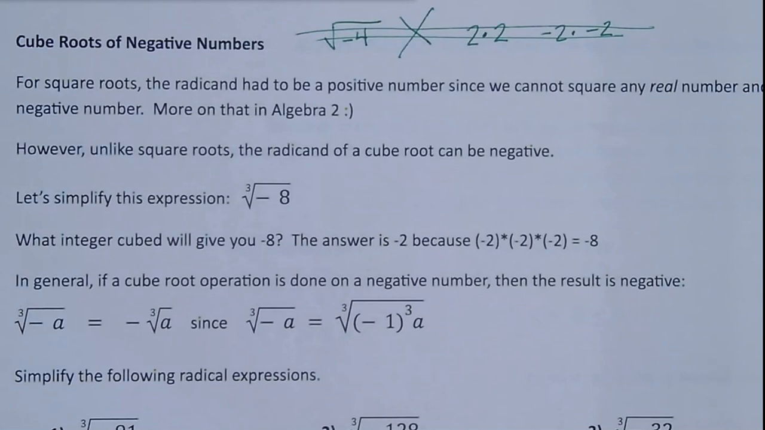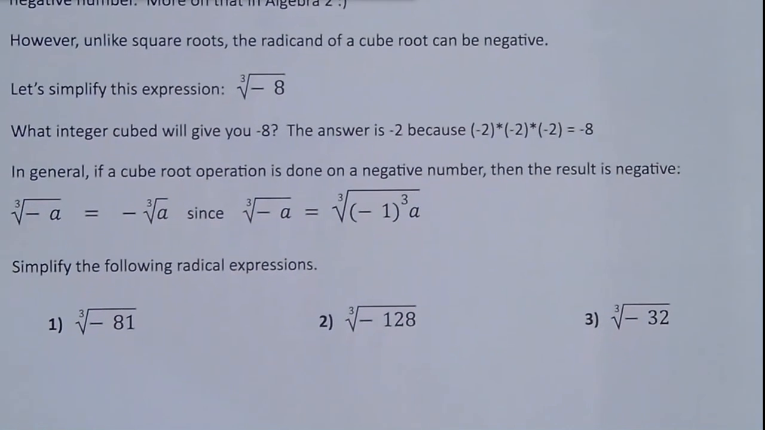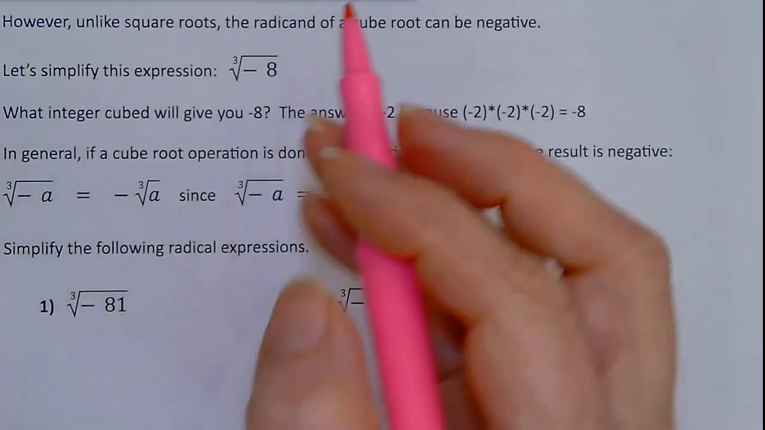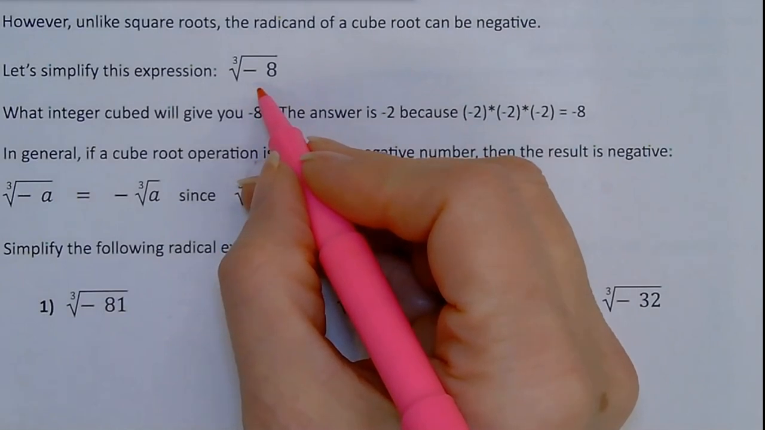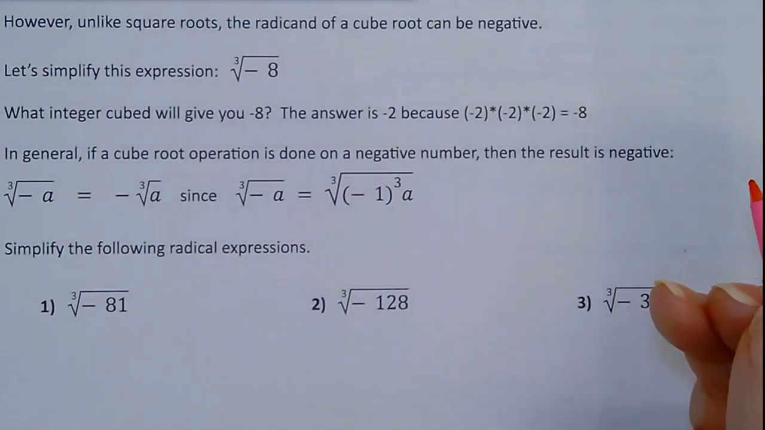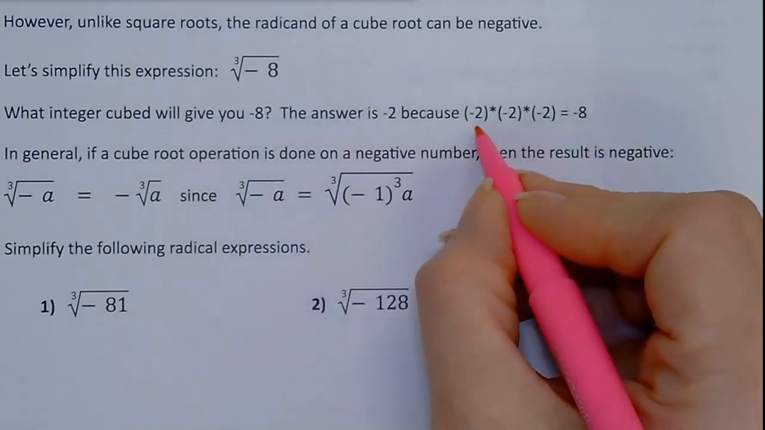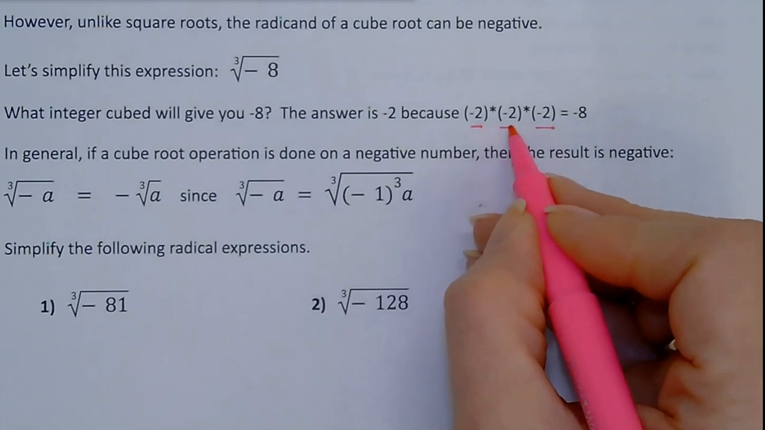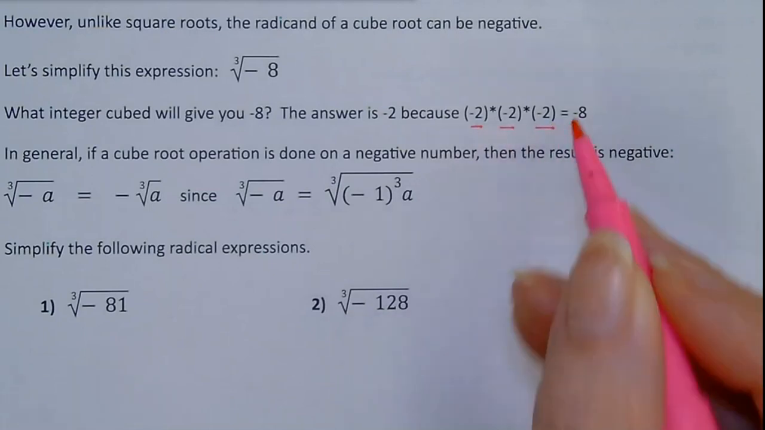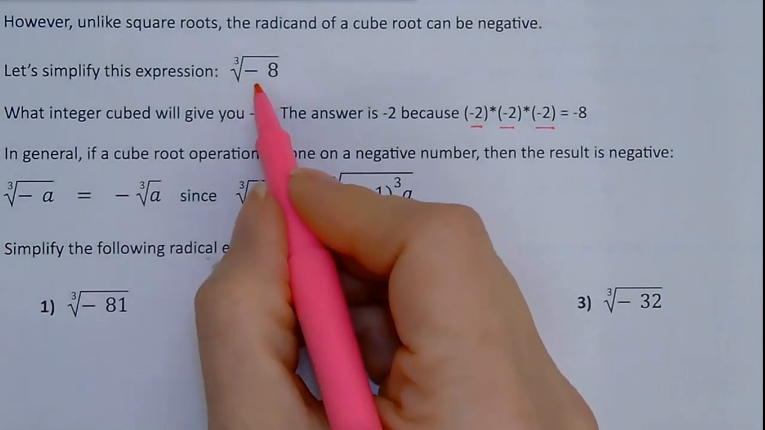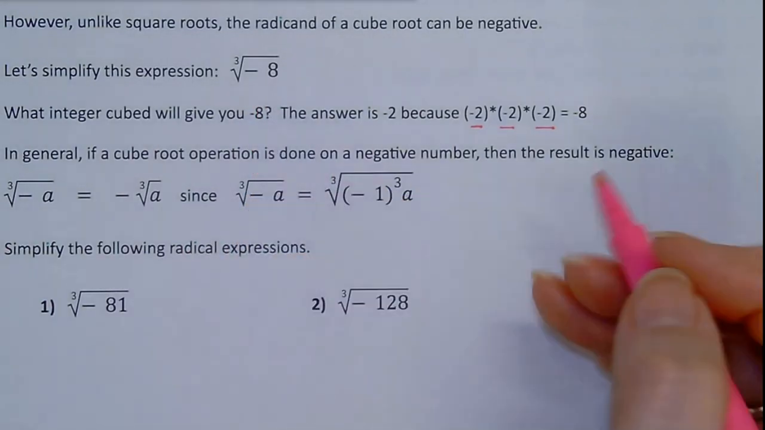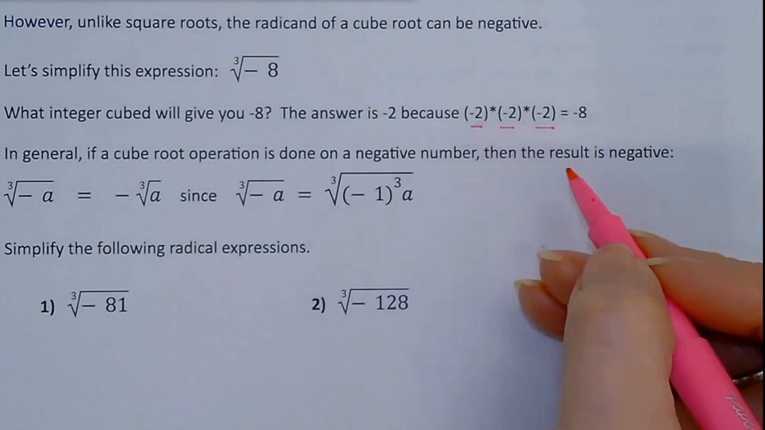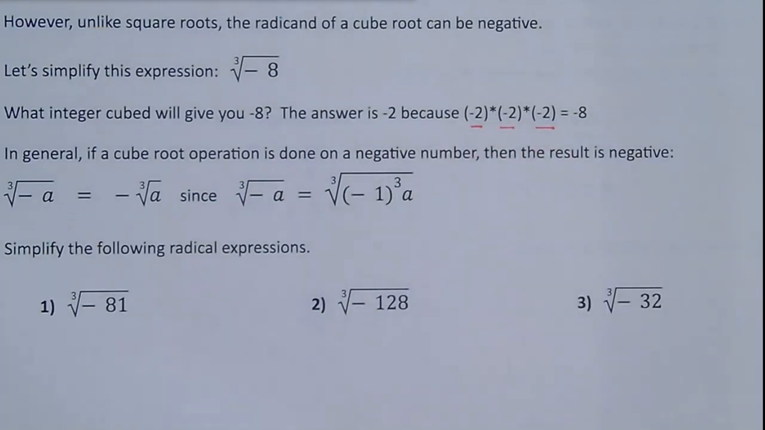We can, though, have the cube root of a negative number. So if we wanted to simplify the cube root of -8, I need to know what times itself gives me -8. My answer is -2, because -2 times -2 times -2 equals -8. -2 times -2 is +4, times -2 is -8. So if you're taking the cube root of a negative number, just realize that your final answer is going to be a negative number.